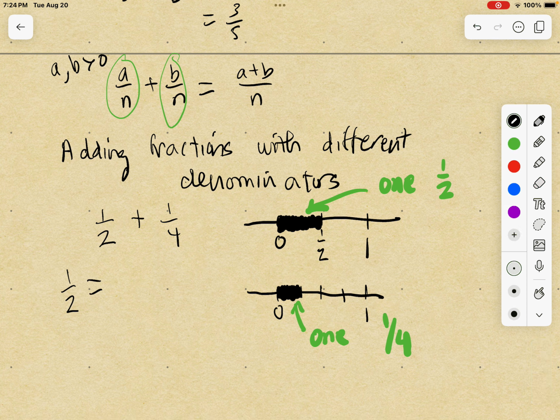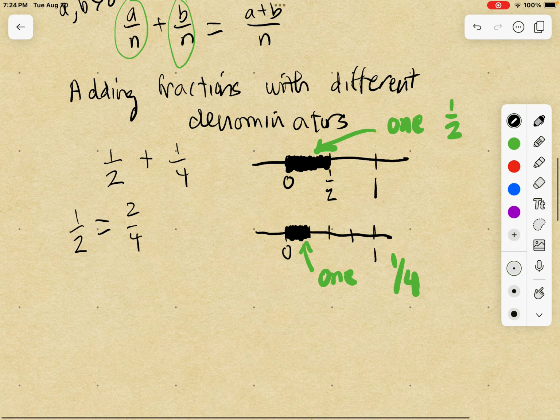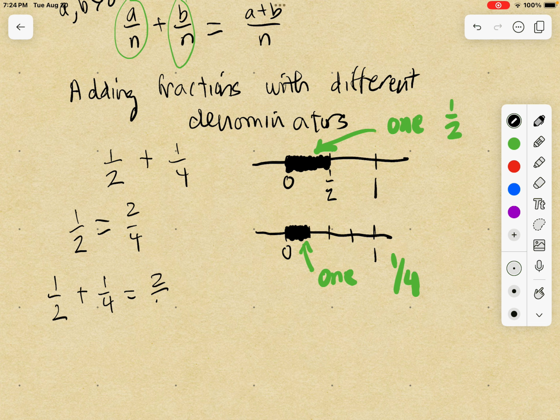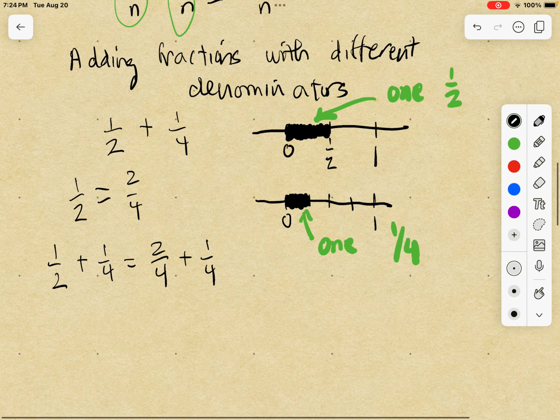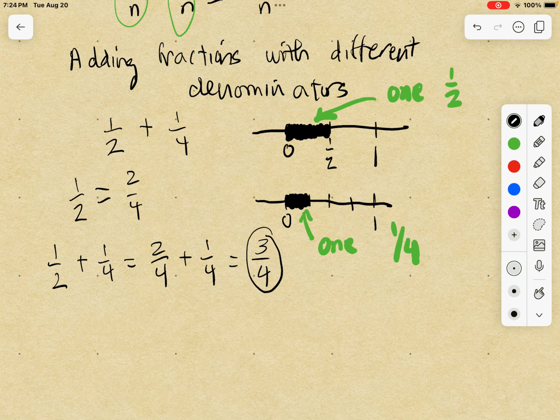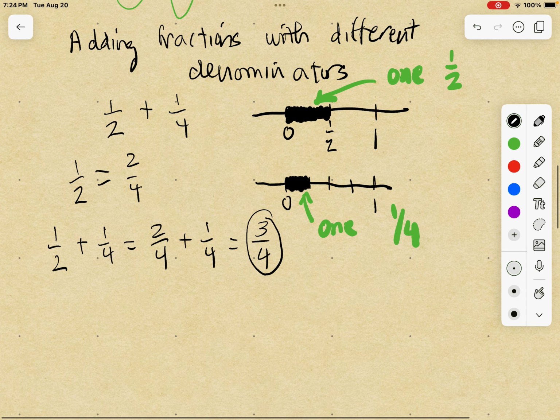1/2 is the same as 2/4. So really, 1/2 plus 1/4 is equal to 2/4 plus 1/4. And 2/4 plus 1/4 makes 3/4. So 1/2 plus 1/4 equals 3/4. So now we see how we can add fractions with different denominators.